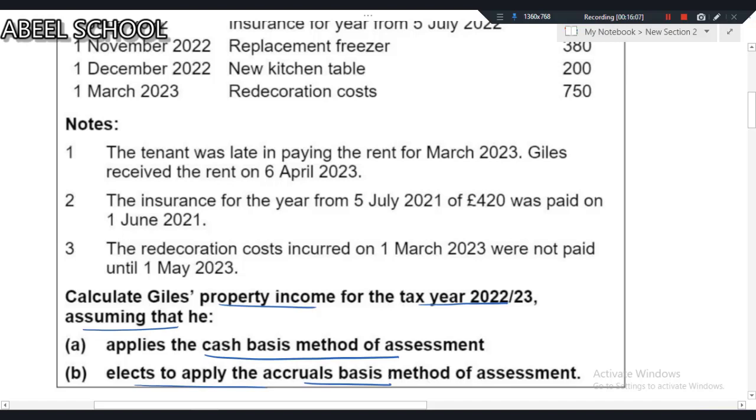That's a really good question, you can say, because we need to solve the question by assuming that Gill follows cash basis, and the same question we'll be doing inshallah on accrual basis. That will give you a really good understanding of the difference. It will tell you what the differences are between accrual and cash basis. Let's first solve the question according to cash basis, and the tax year is 22-23.